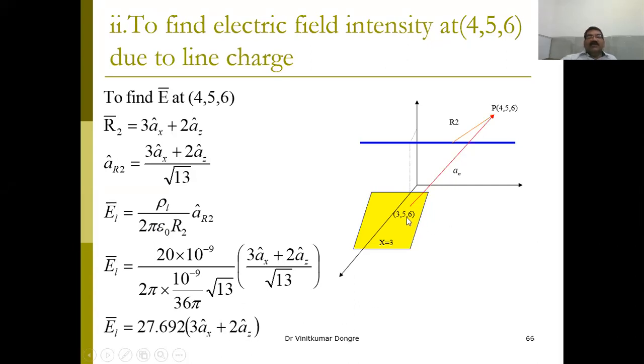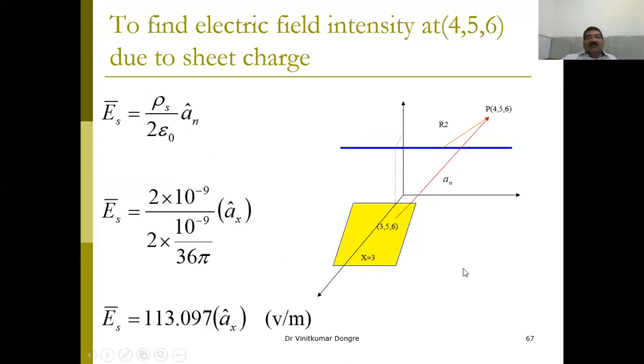Now we will discuss only the surface charge. This is x equals 3. So only one component becomes fixed, that is x equals 3. The remaining two components will be the same as the point, 5 and 6. In the line charge, only one component is the same as the location of the point. In the surface charge, x equals 3 is fixed, and y and z are the same as the location of the point.